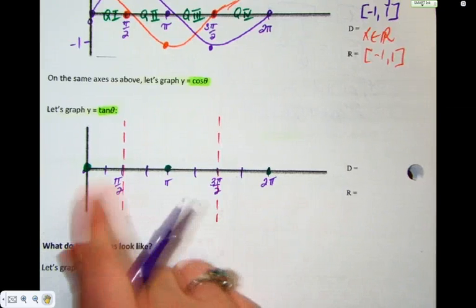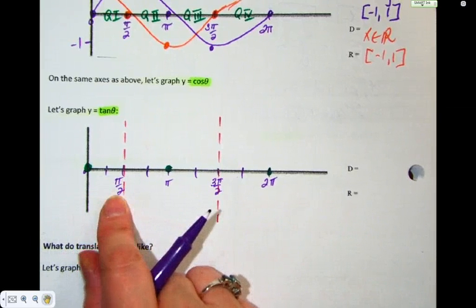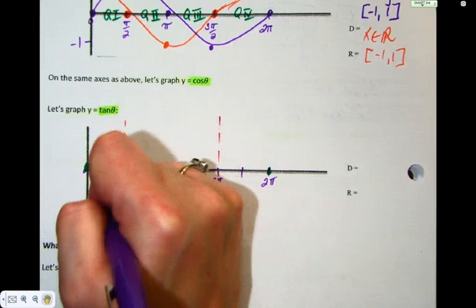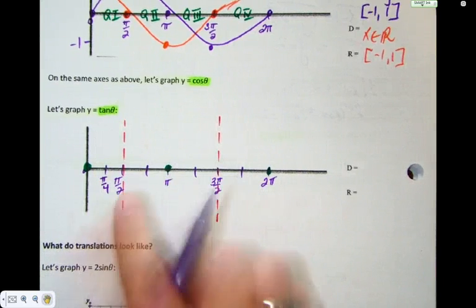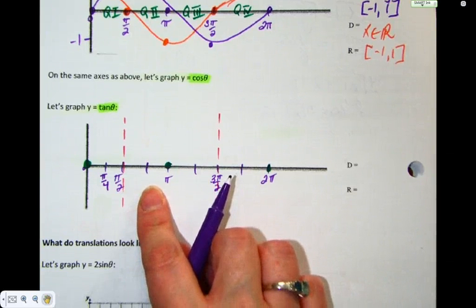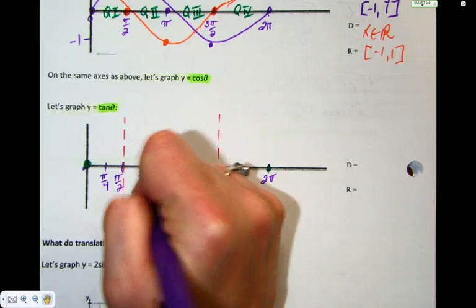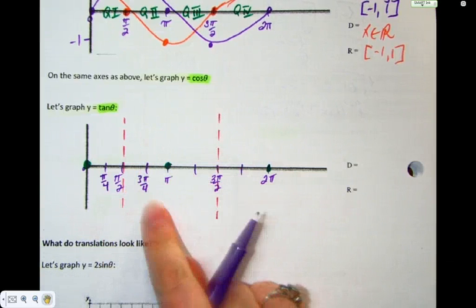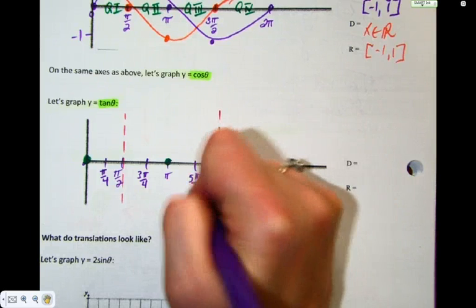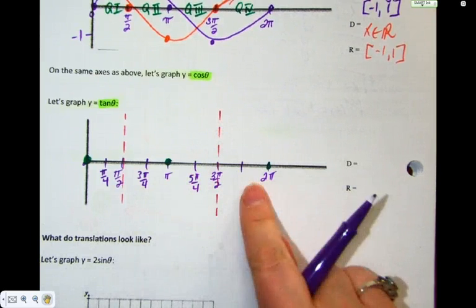And what is halfway between 0 and pi on 2? So what's half of the first quadrant? Pi over 4. And what's the same family in quadrant 2? 3 pi over 4. And the same family in quadrant 3? 5 pi over 4. And the same family in quadrant 4?